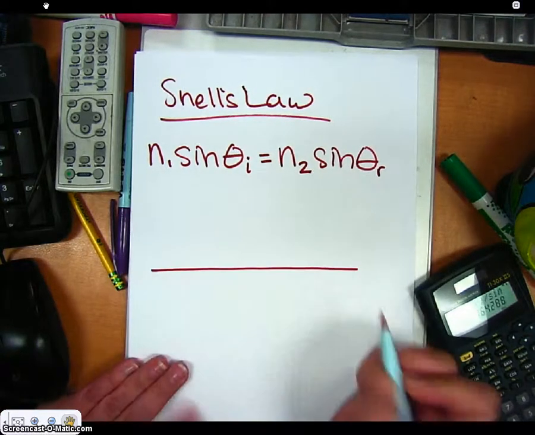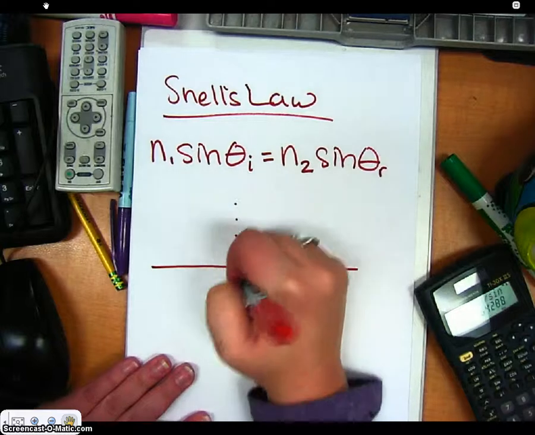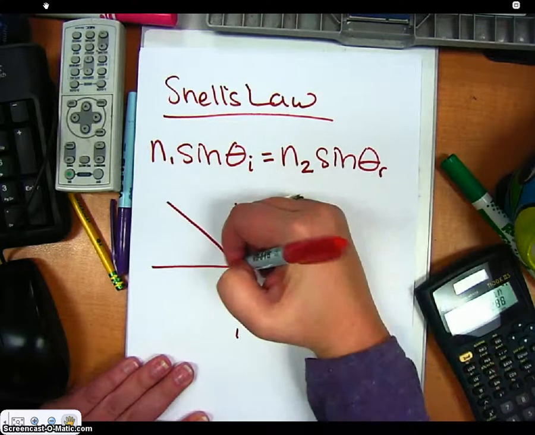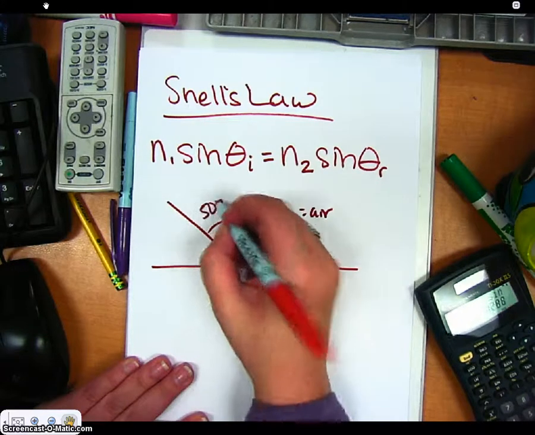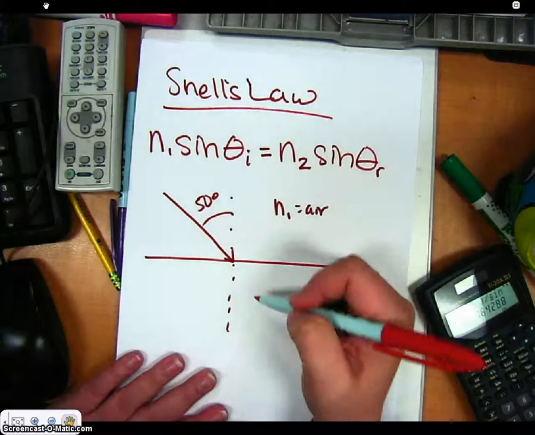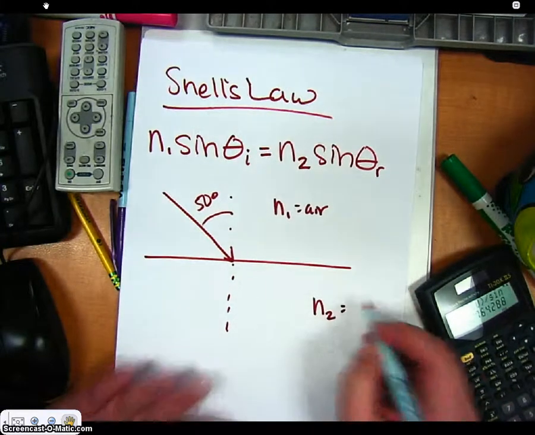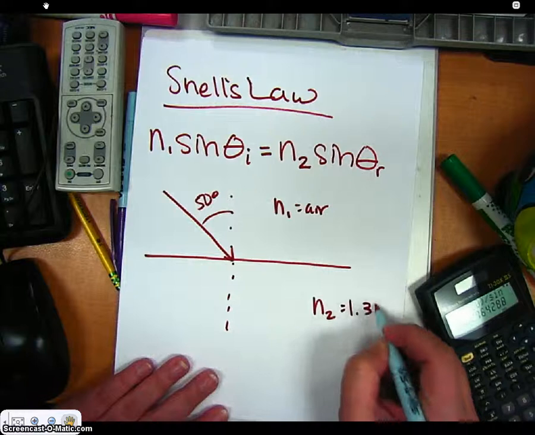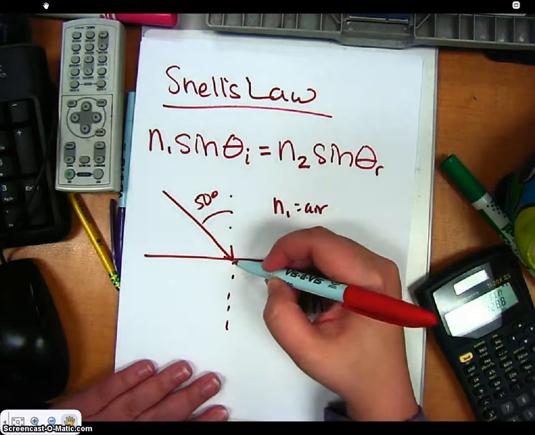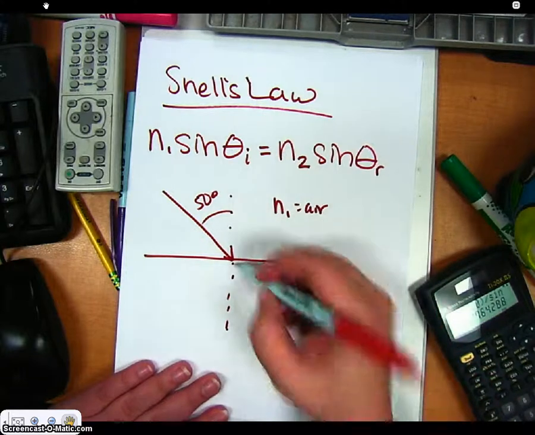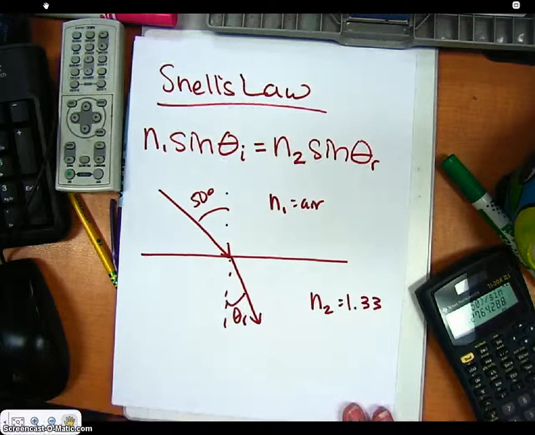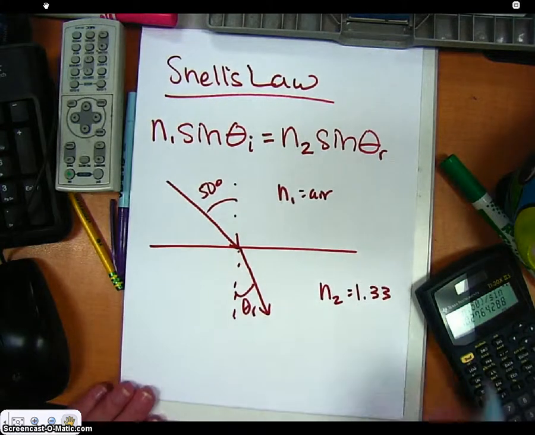So if we have the interface here, and let's say N1 is air, and light comes in at an angle of, let's say, 50 degrees, and we know that it's going to enter N2, which we'll say for this example is water, okay, that has an index of refraction of 1.33. We know it's going to bend towards the normal just because it has a higher index of refraction. But let's say we actually want to know what specifically that angle is. Well, let's go ahead and just use Snell's law to figure that out.